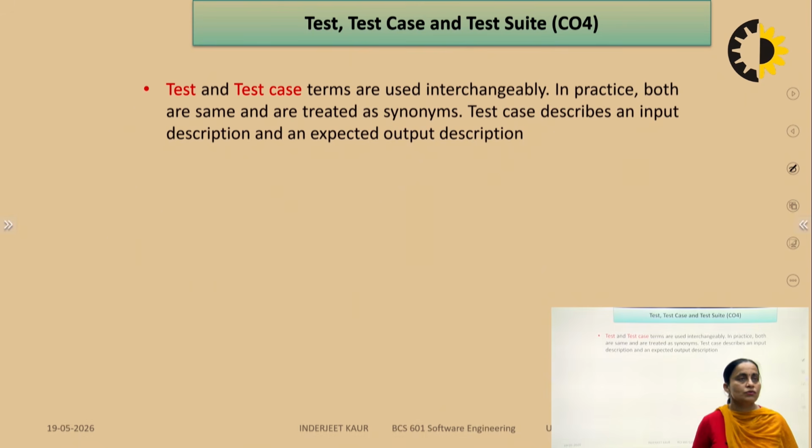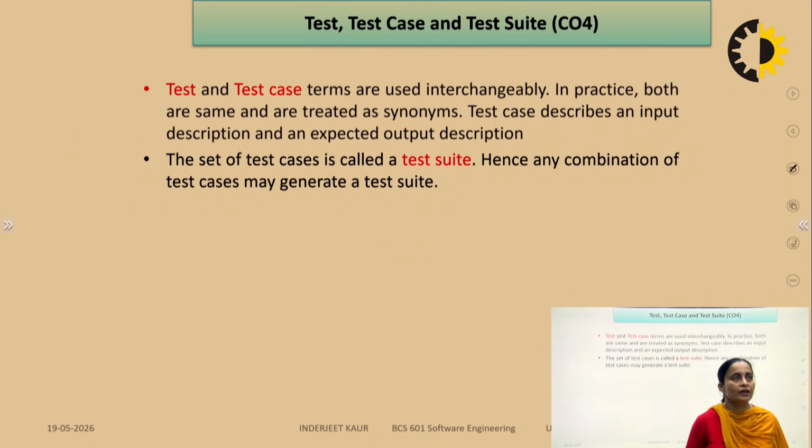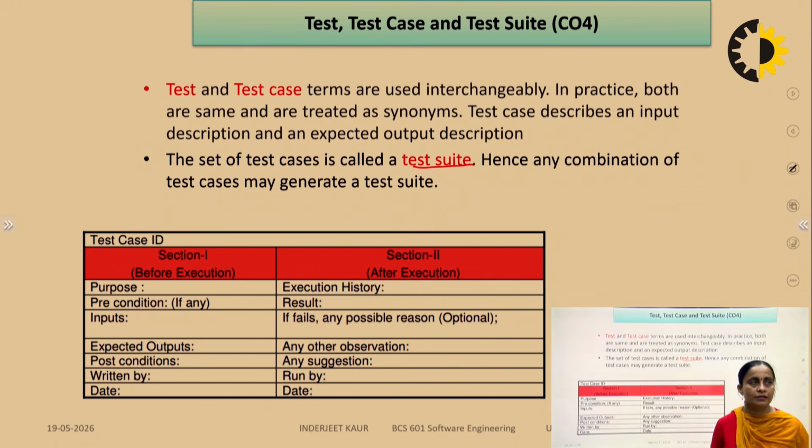Obviously, when I am doing software testing, I will run different test cases, and I need to write those test cases and define the test suite. Test and test case are often used interchangeably. In practice, I can say they are synonyms. The set of test cases is called a test suite. So any combination of test cases generated and used by the tester is known as a test suite.